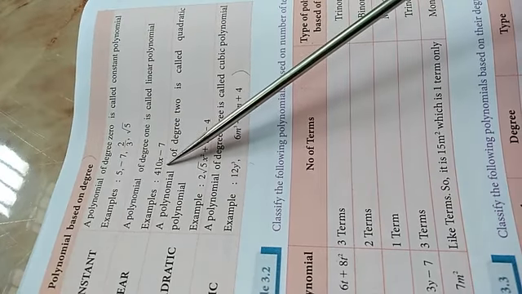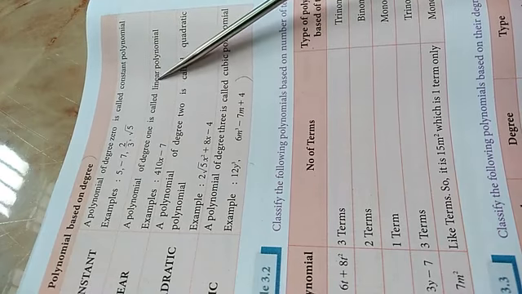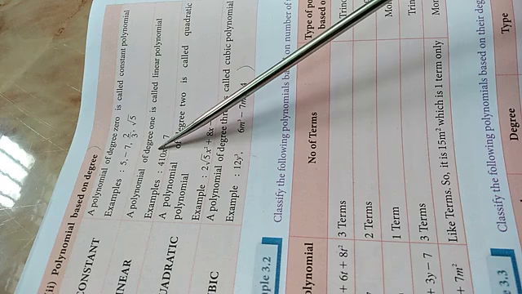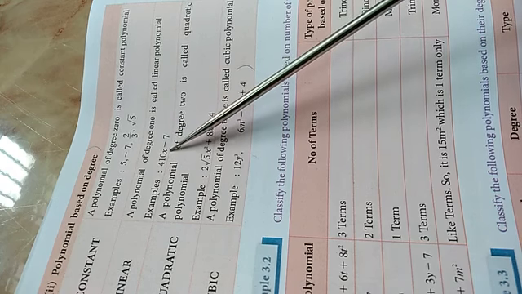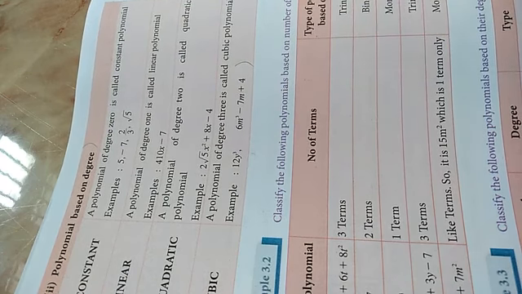Linear polynomial means, look at this, a polynomial of degree 1 is called a linear polynomial. Degree 1, only x. There is no exponent here. The power is 1. That means if the degree is 1, then that is known as a linear polynomial.